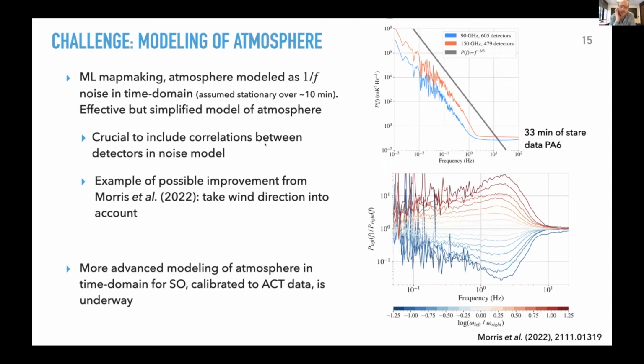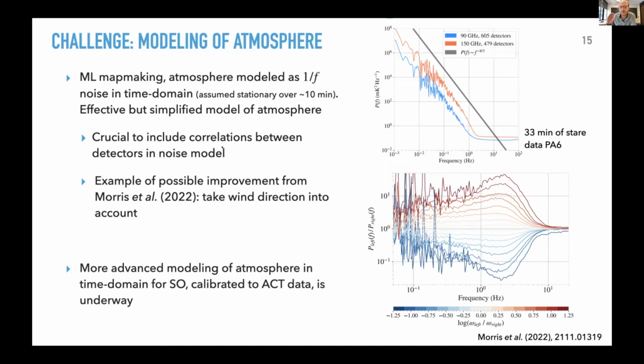The atmosphere, if you think of it as consisting of clouds or hot blobs of different sizes, detectors on the focal plane see the same atmosphere at the same time. So at low frequencies, this 1/f spectrum is very correlated between detectors. At high L, it's less of an issue. So we do include those correlations in our noise model, but it's still a relatively simple noise model where we have this 1/f noise spectrum that's assumed to be stationary over 10-minute timescales with these correlations between the detectors.